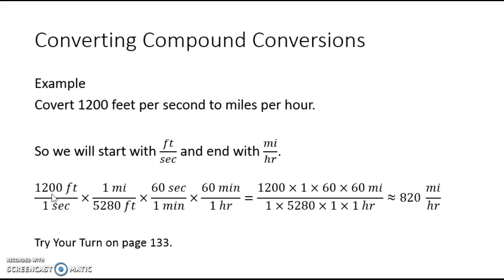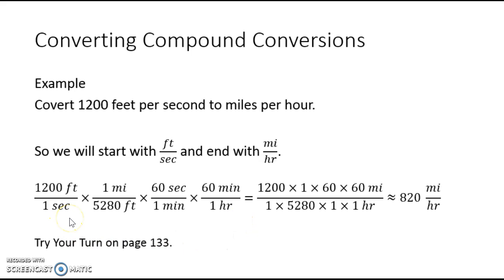We want to end up with miles per hour. So we're going to want to end up with miles on the top and hours in the bottom. So at some point, we're going to have miles in the top of one of our unity fractions, and we're going to have hours in the bottom of one of our unity fractions, and everything else is going to need to be canceled out. So let's try to work through this one.